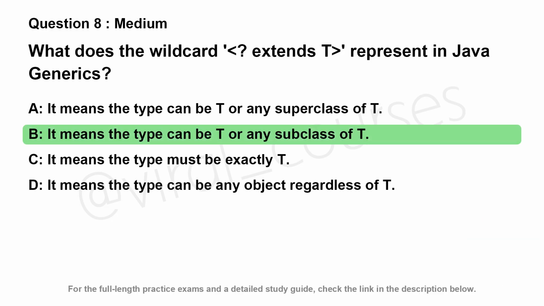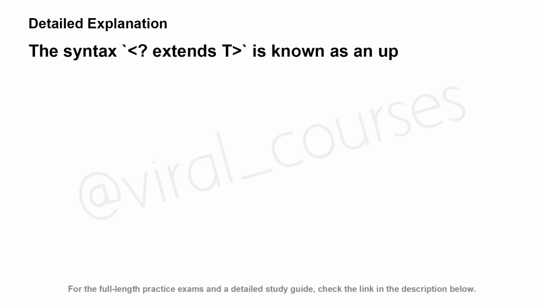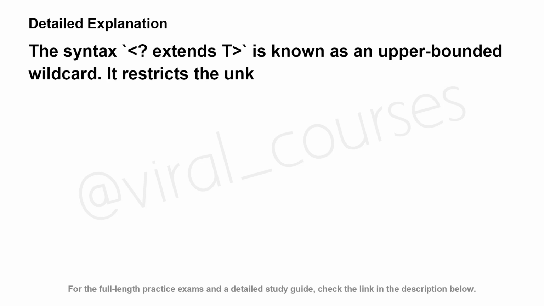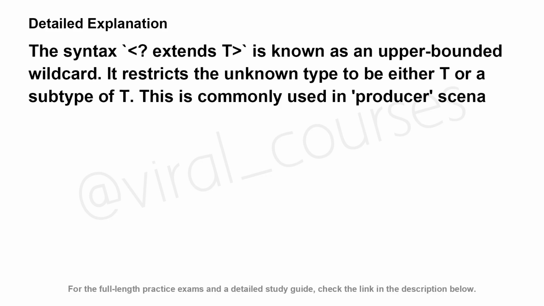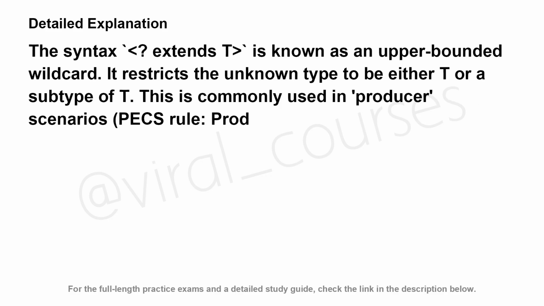The correct answer is B. The syntax `<? extends T>` is known as an upper bounded wildcard. It restricts the unknown type to be either T or a subtype of T. This is commonly used in producer scenarios. PECS rule: Producer Extends, Consumer Super.